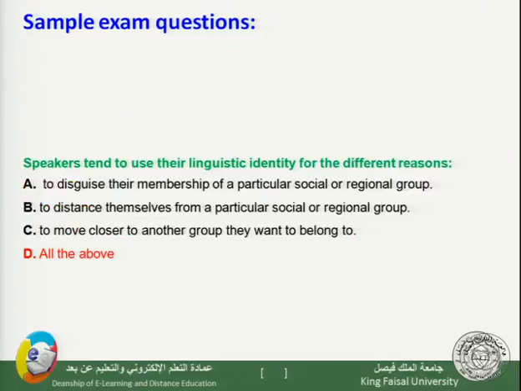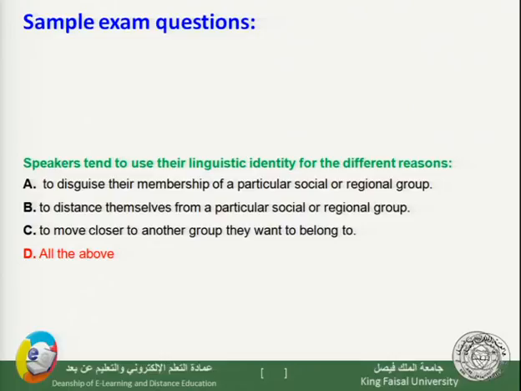Another example: speakers tend to use their linguistic identity for different reasons: to signal their membership of a particular social group, to distance themselves, or to move closer to another. Which one is the right answer? All of those possibilities are the answer, because this is actually an all of the above choice, where all those possibilities are suitable as an answer for this question.